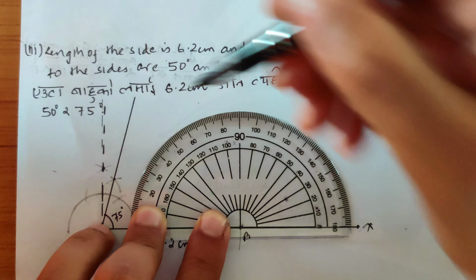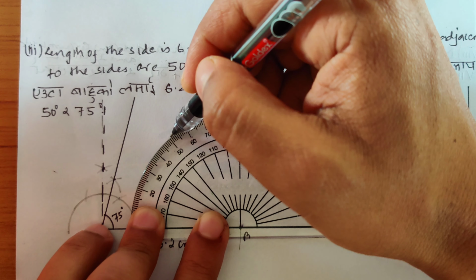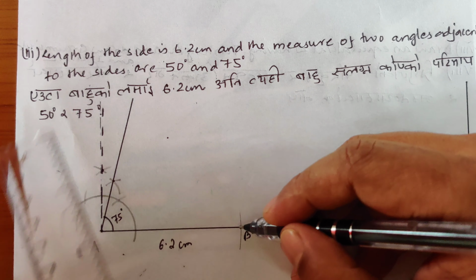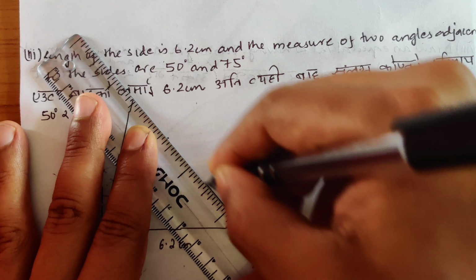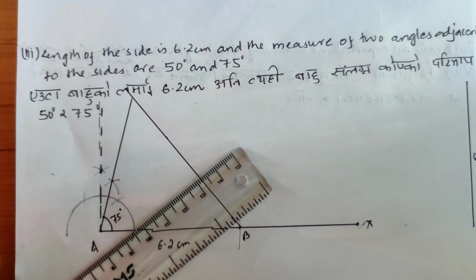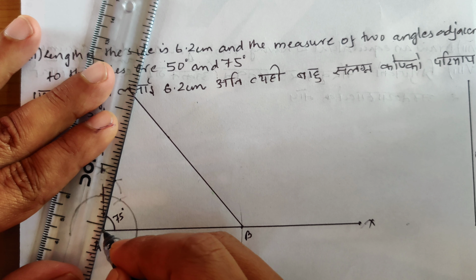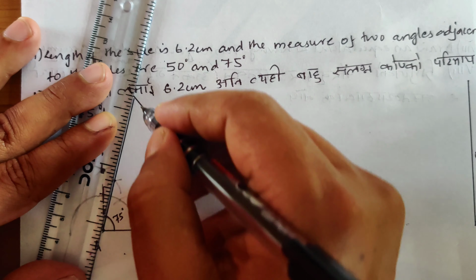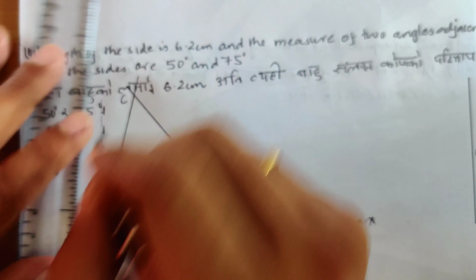Can you all see? Now see, if I draw 50 degree from here, you'll never get a triangle. So use your brain. Come this side. Finally, you can extend this in order to get the triangle. Be very, very precise. So this is my point C.